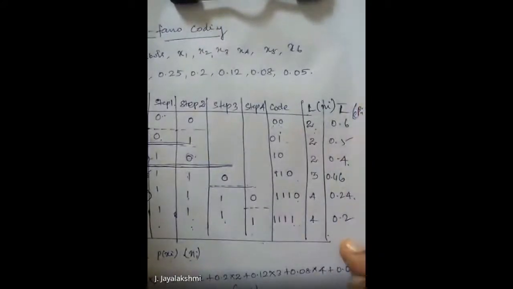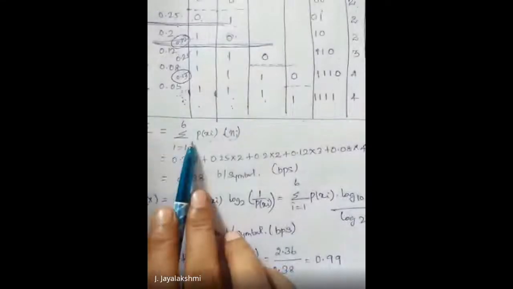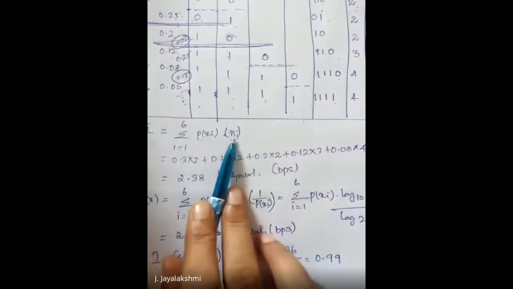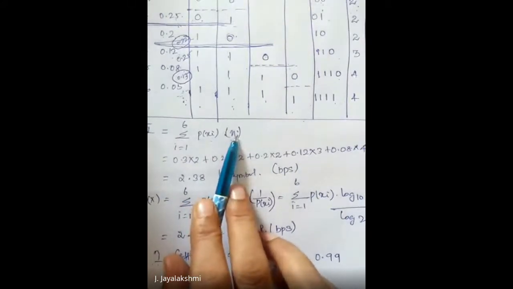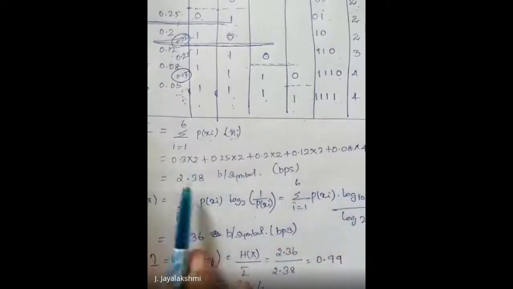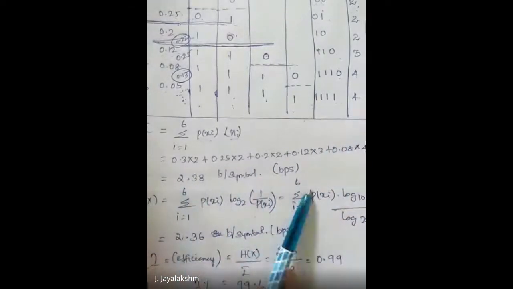L bar is nothing but, for the average, you just have to add all these values. Instead, I have written the formula here. L average is the summation of the probability of the individual symbol into the number of bits in each and every code. Either you can write it like this and add this. This is the same as in the table. So add this, you get the average length.